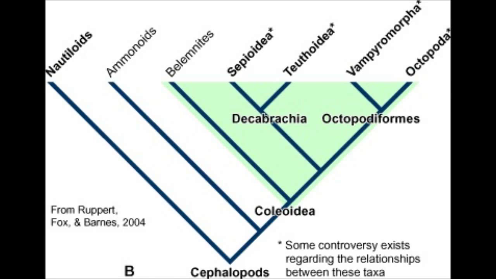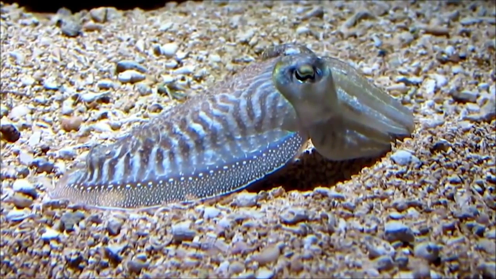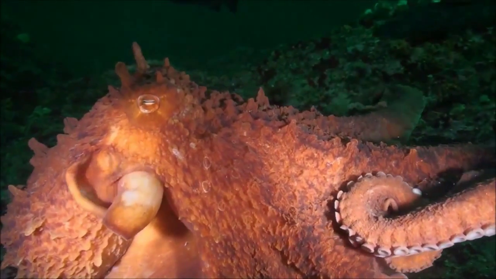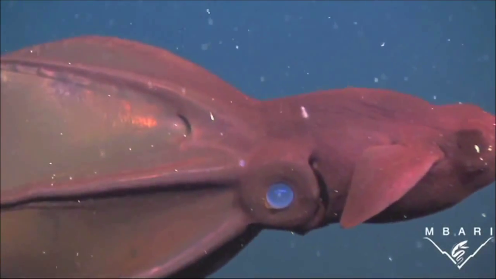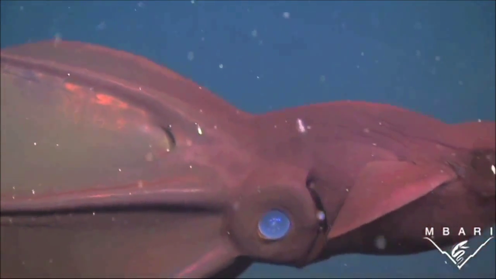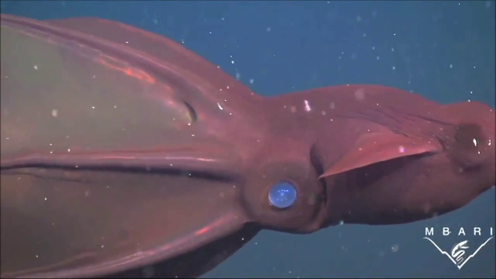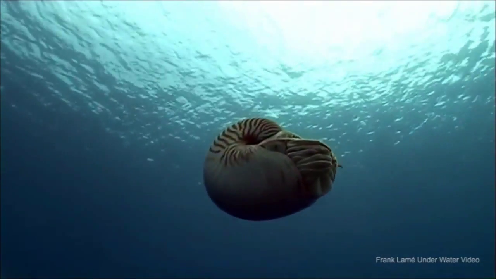This is the Coleoidea, which consists of squids, cuttlefish, octopus, and vampire squid, as well as the Nautiloidea, which holds the only surviving cephalopods with external shells, the nautilus and the allonautilus.